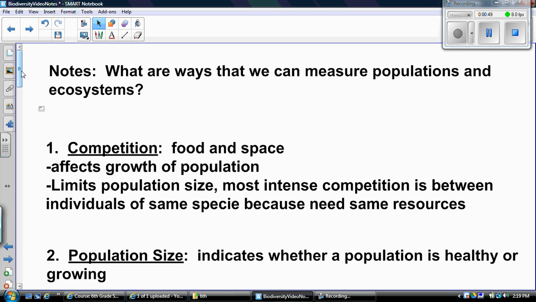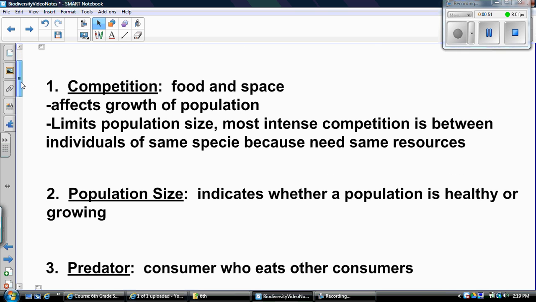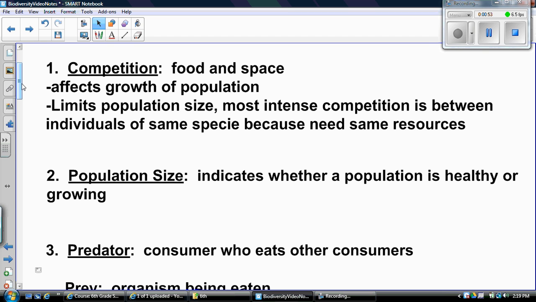Okay, so one of the first things that's going to affect population size is competition. Most species within a population compete for food and space. This is going to affect the growth of a population. So when you have competition for resources like food and space, this is going to limit the population size. They're not going to be able to grow as much.